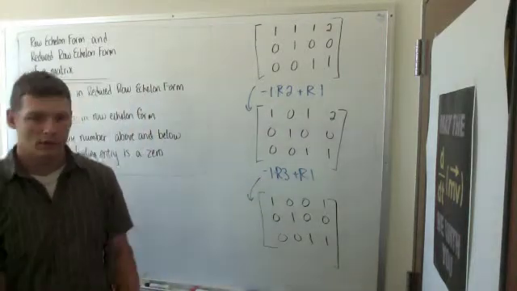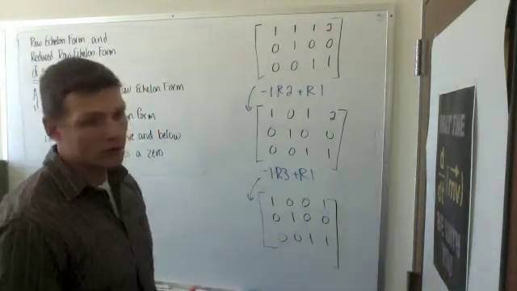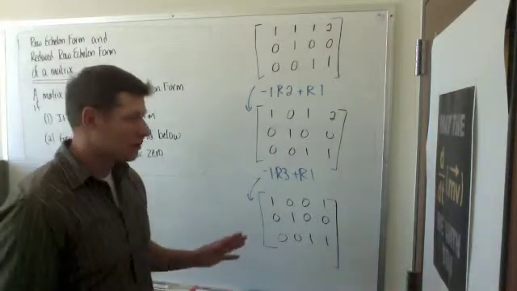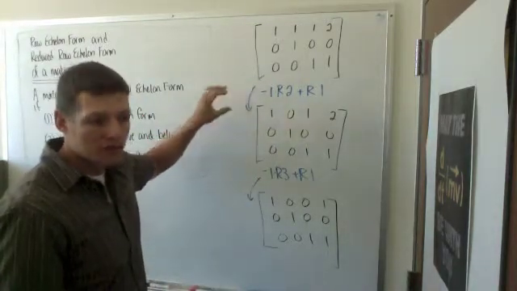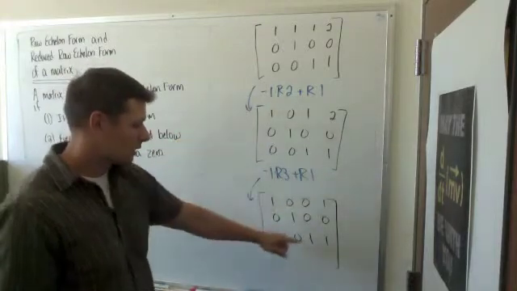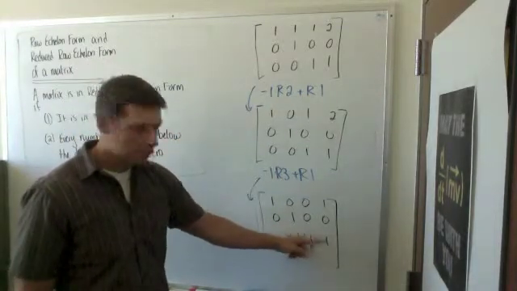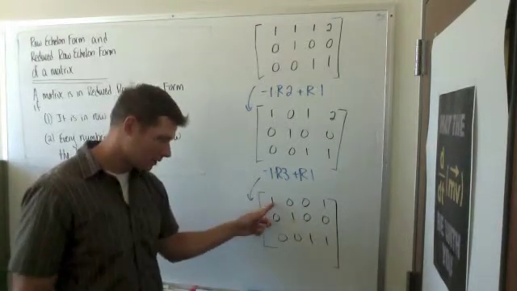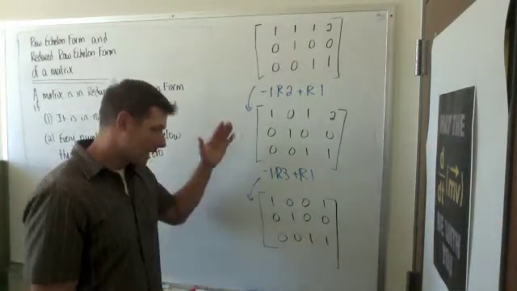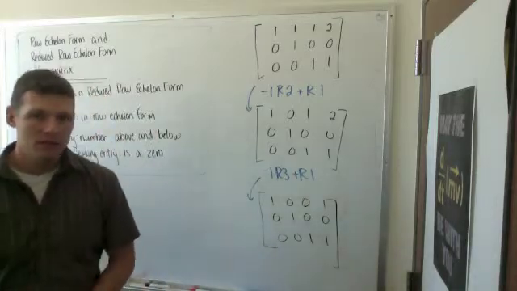Now you'll note something about this. If something is in reduced row echelon form, you don't have to substitute back into the original system to be able to solve it. Because look, what does z have to equal? 1. What does y have to equal? 0. What does x have to equal? 1. So having it in reduced row echelon form definitely saves time.